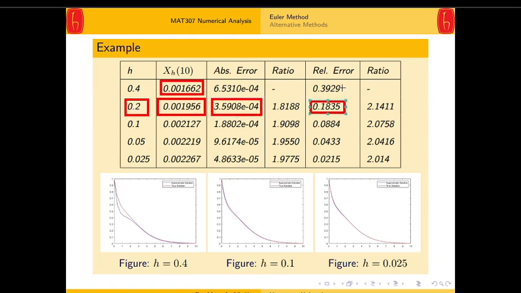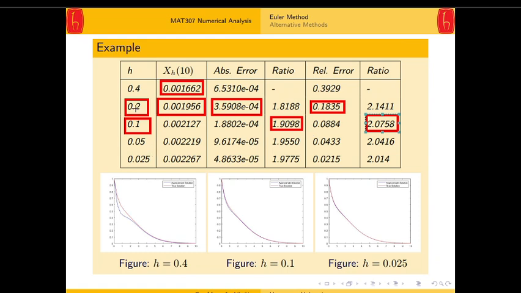Again, if we take the ratio of these two errors, we obtain something close to 2. If we take h equal to 0.1, we take half of the previous h value. Then this will be the computed solution, and this will be the error. As you see, if we take this ratio, it is close to 2 again. And again, the ratio of these two errors is approximately 2.